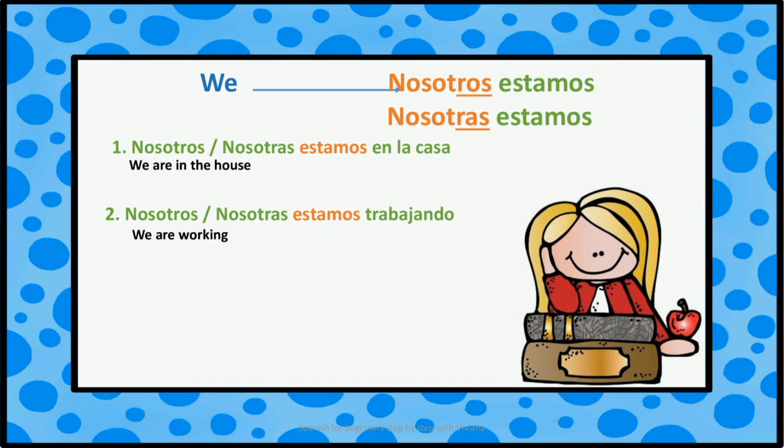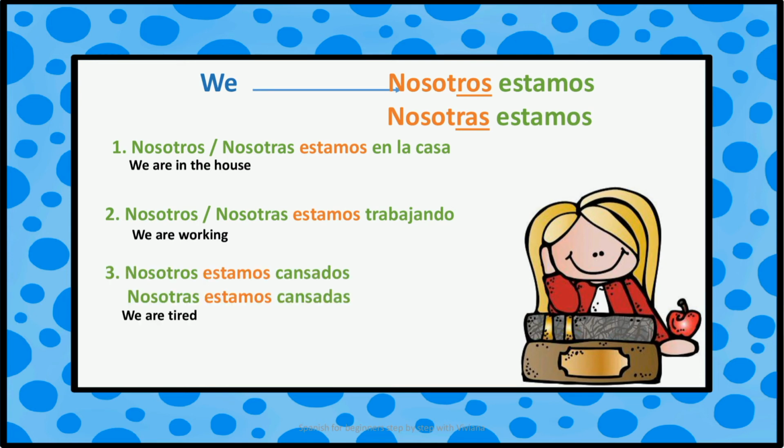Nosotros estamos trabajando or nosotras estamos trabajando, depending on the gender. We are working. We use nosotros estamos or nosotras estamos because we are talking about what we are doing.